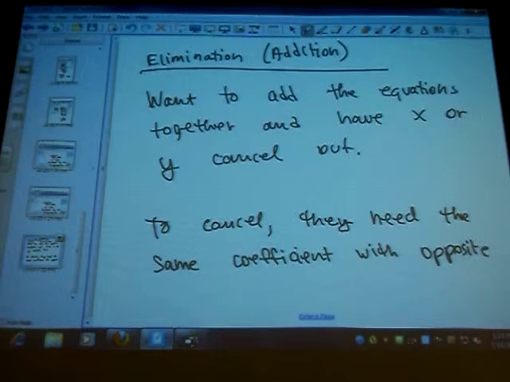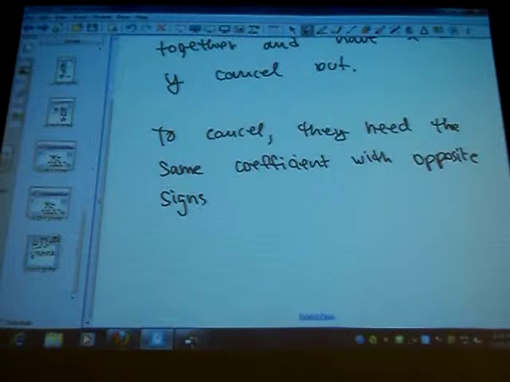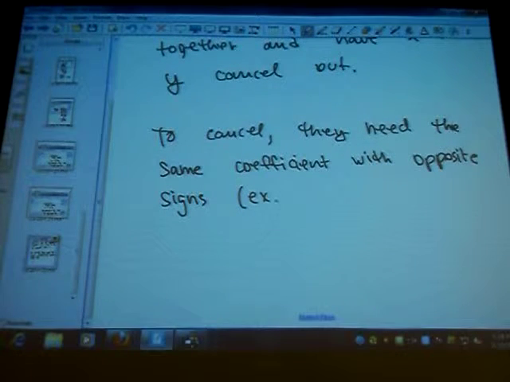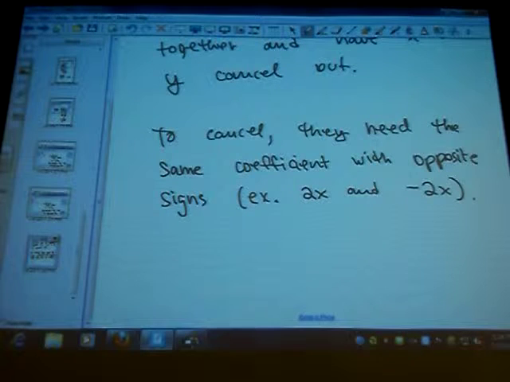This is number 7, right? And what if you don't have opposite signs, or even like signs, or even the same number? So what if you don't have the same coefficient with opposite signs? You can make that happen by multiplying the equations by stuff. Okay? So you're allowed to multiply the equations. You can multiply one equation, you can multiply the other equation, you can do both of them by any number as long as you do the whole thing.